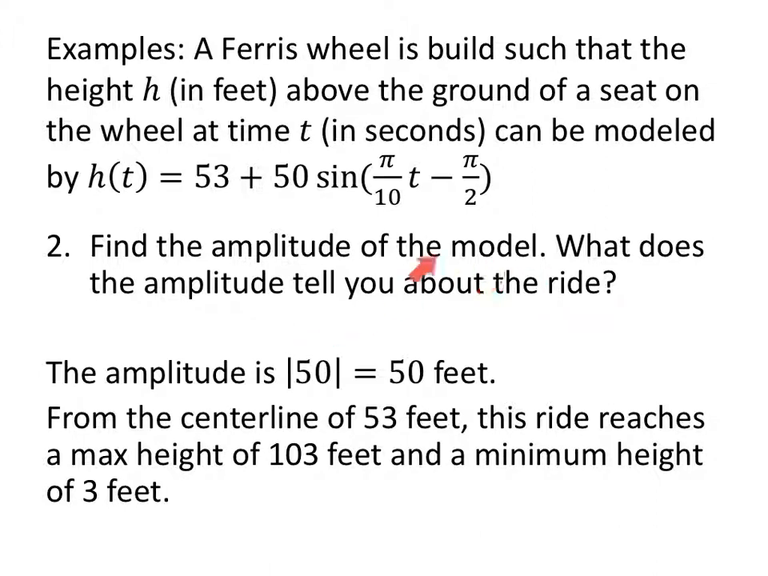The amplitude is 50, right? It's the absolute value of the coefficient of the sine or cosine. So the amplitude is 50 feet. The center line of the Ferris wheel is 53 feet. Think of the center of all the spokes on the Ferris wheel. That's 53 feet. If the amplitude is 50, that means the maximum height is 53 plus 50 feet above ground, and the minimum height is 53, the midline, minus 50, so 3 feet off the ground.